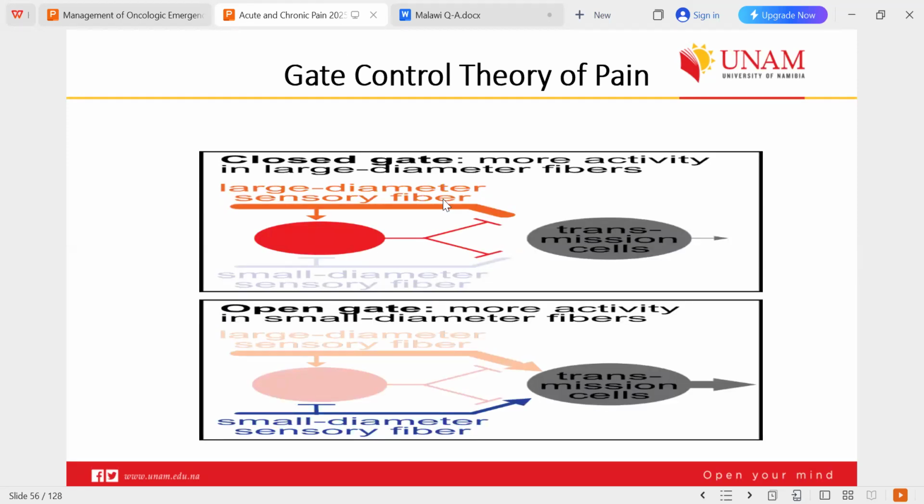Now, this is what we're talking about here. I hope you can see that. So the small diameter fiber causes the gate to open, so there's transmission of pain stimulus from the spinal cord to the brain, while large diameter fiber causes a closure of the gate, so transmission does not work.